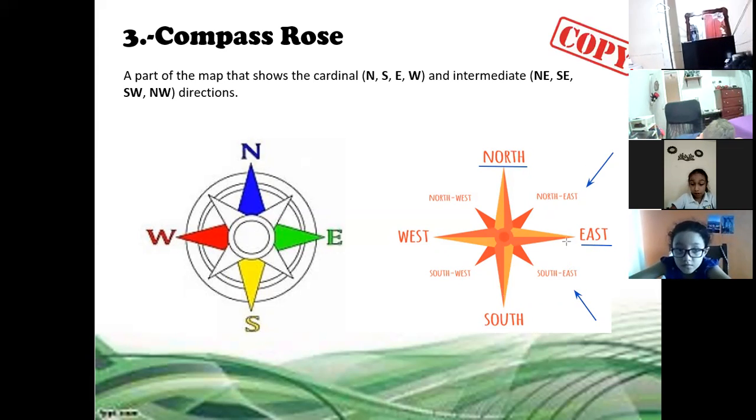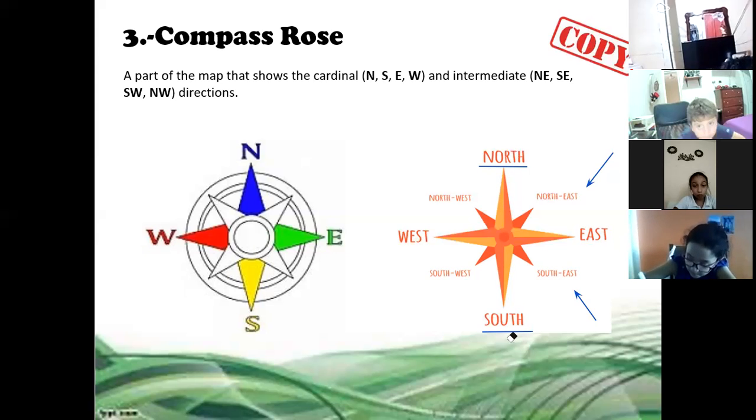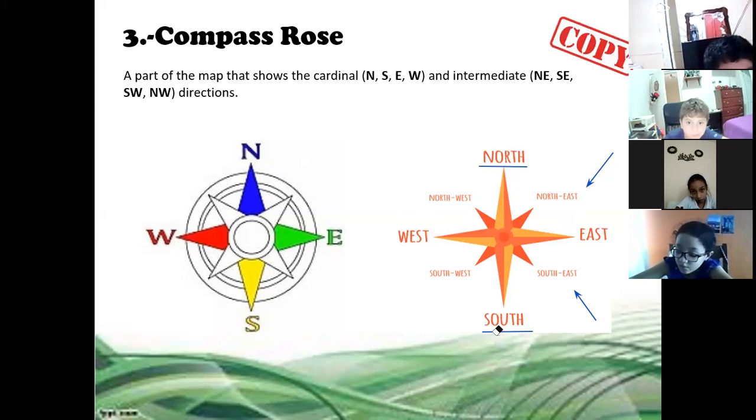But pay attention that north and south are written first in an intermediate direction. An intermediate direction never begins with west or east. They will begin with north or south. South and west, southwest. North and west, northwest. And these ones are intermediate directions. And cardinal directions: north, south, east, and west.